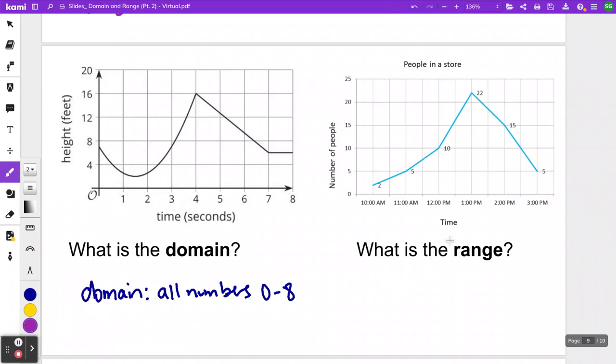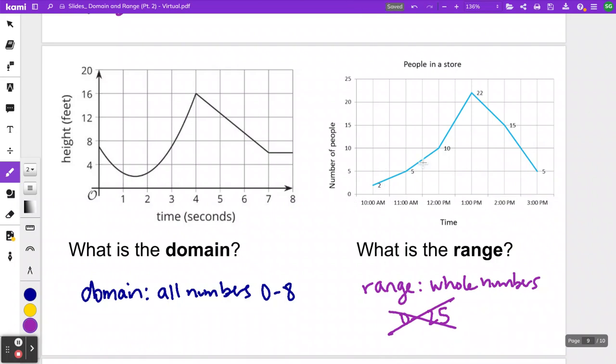For the range of the second graph, again, range is all of the possible outputs, so I'm focused here on the number of people. For range, since we're talking about a number of people, we have to have a whole number. I'm going to say whole numbers. But it's not just any whole number. Now, a mistake students make a lot is they look at the y-axis and they say, okay, it's numbered from 0 to 25, so my range is going to be 0 through 25. That is not right because I'm really just focused on where that line is.